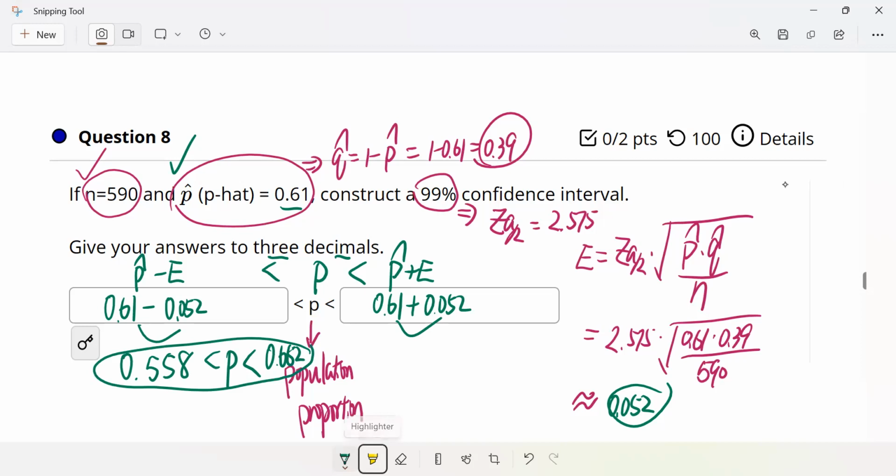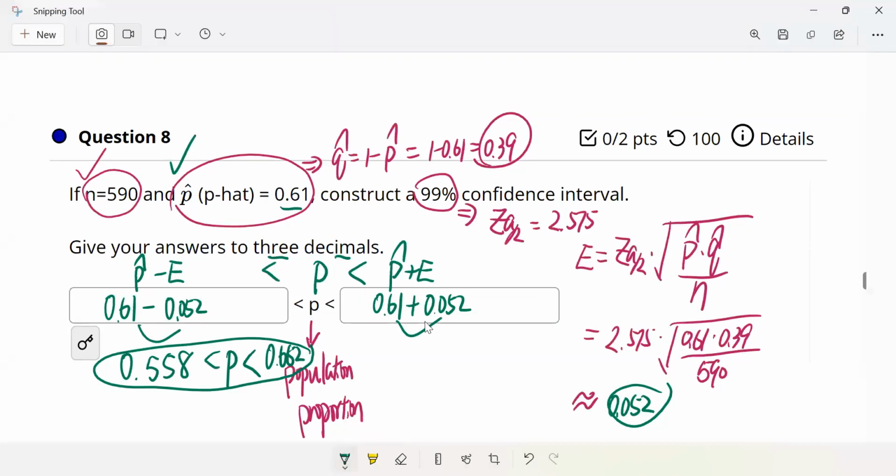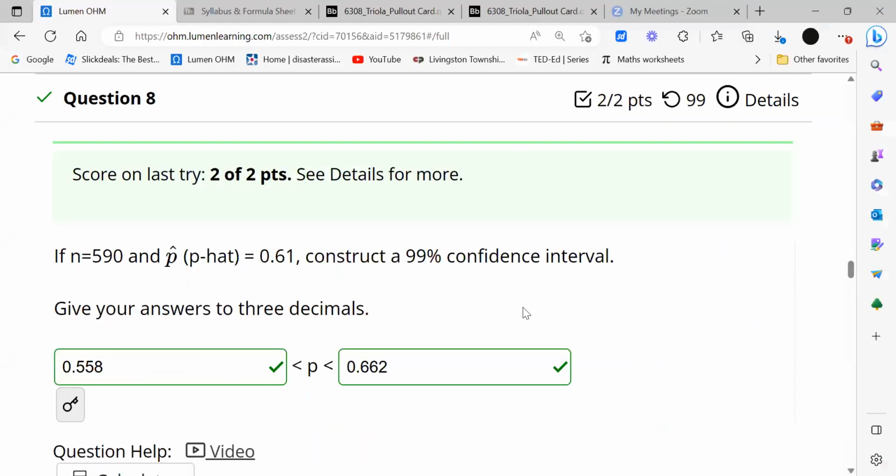All right, any question about this? So you're just going to put 0.558 and 0.662 on the left hand side and the right hand side. Yep. Any question? Yep, it's good. Right. So the answer is good. And that is question 8.